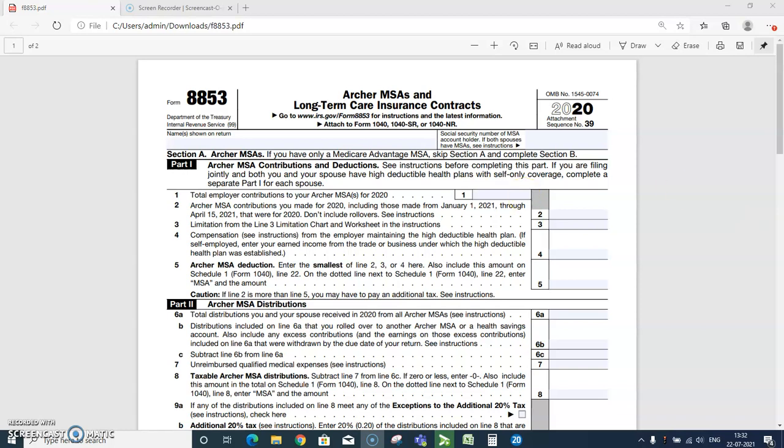Now coming to Archer MSA. What is an Archer MSA? Generally, an Archer MSA is a medical savings account set up exclusively for paying the qualified medical expenses of the account holder. It allows tax-sheltered investment growth within a savings account as long as funds are used to cover medical expenses. Form 8853 reports contributions and payments from Archer MSAs and payments from long-term care insurance contracts.